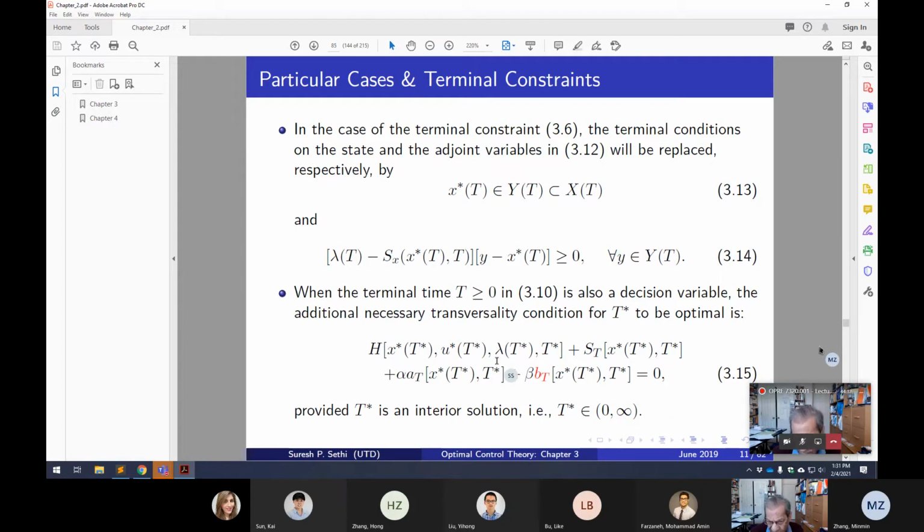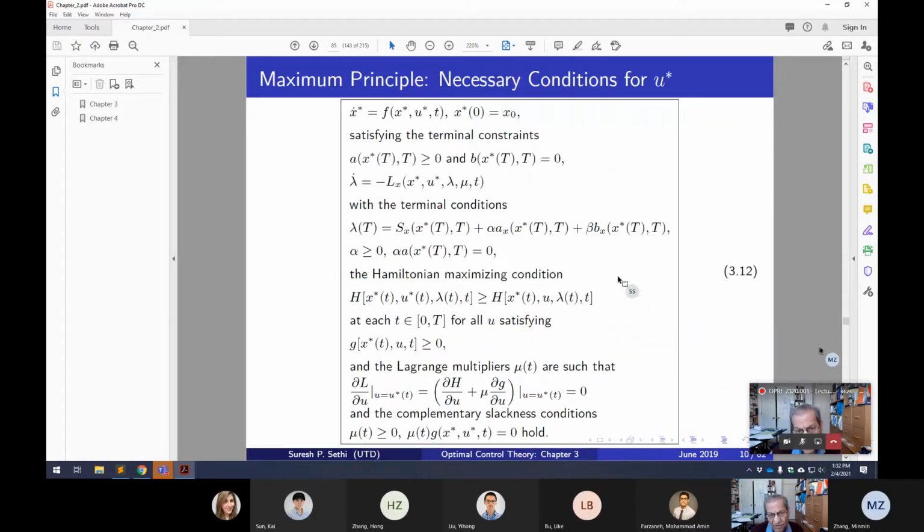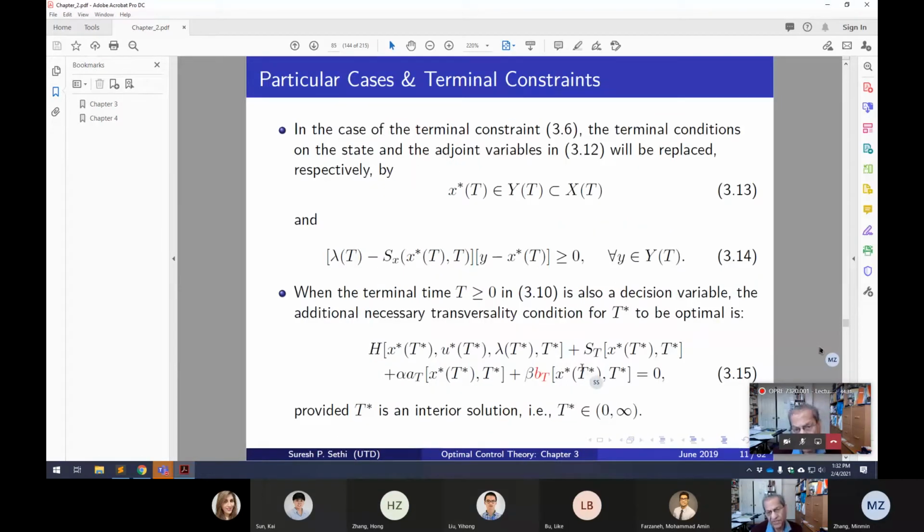I'll talk a little bit more about it. I'll also give you a reference to understand more if you wanted to understand more. But if we are going to apply that, then we can use this condition. Okay, so this is our recipe. This is our recipe when T is fixed. This is our recipe when T is not fixed.